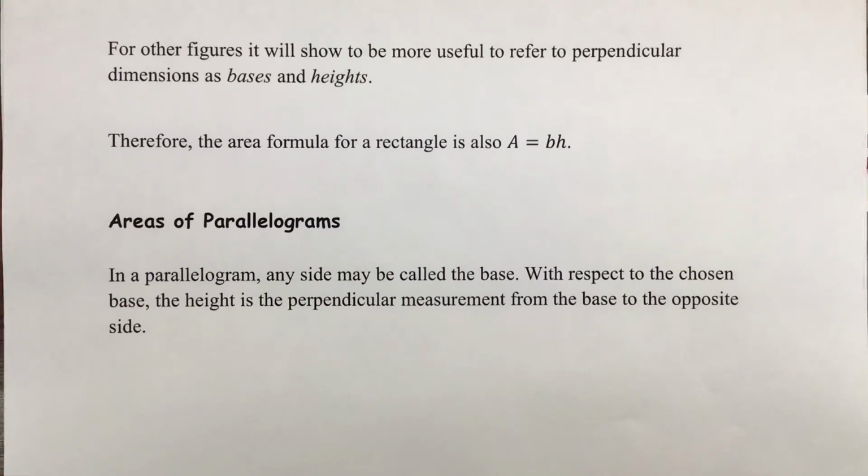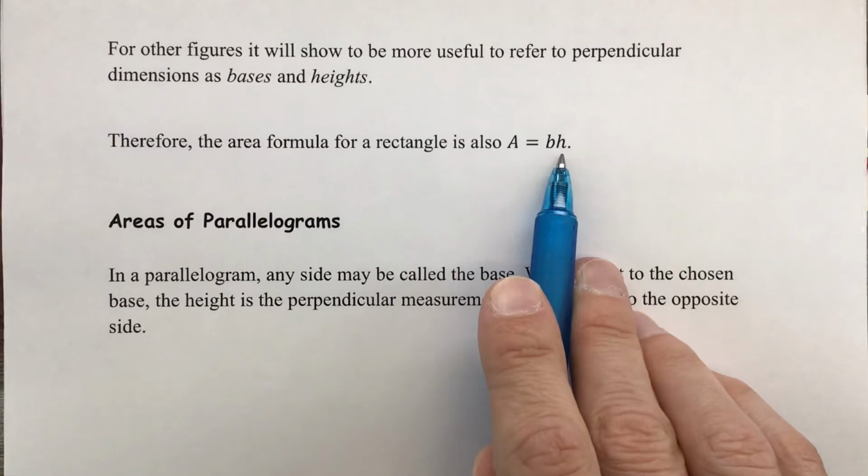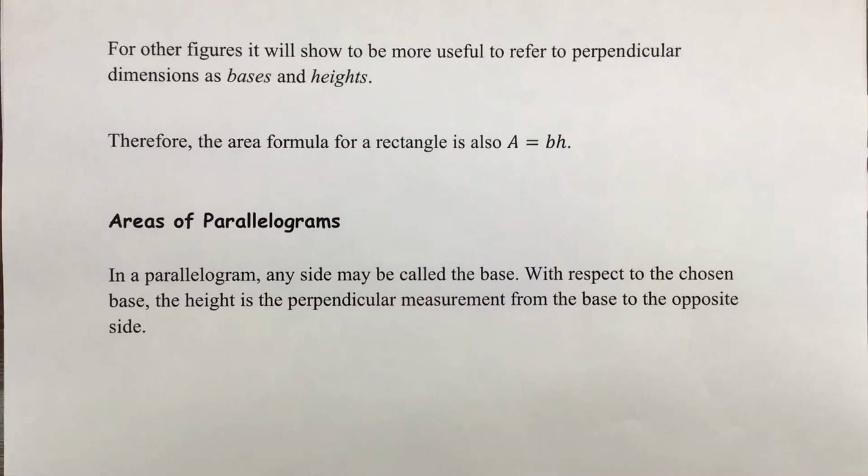However, the area formula for a rectangle, if you want, you can change it so the area is equal to base times height. So if you choose to use length and width, that's completely fine. We accept that for a rectangle, but you can also refer to it as the base times height.